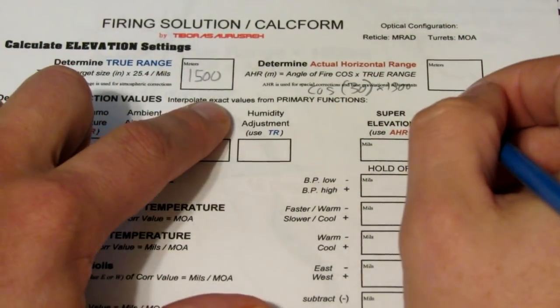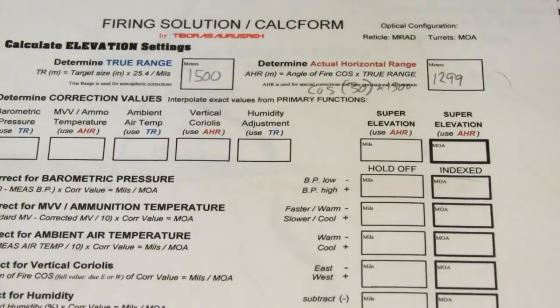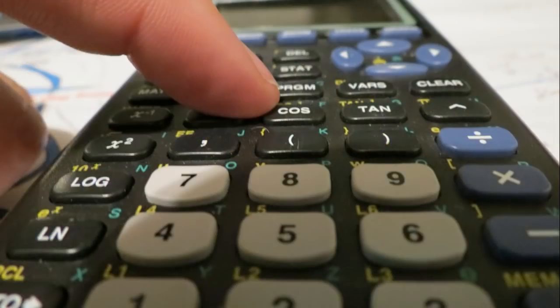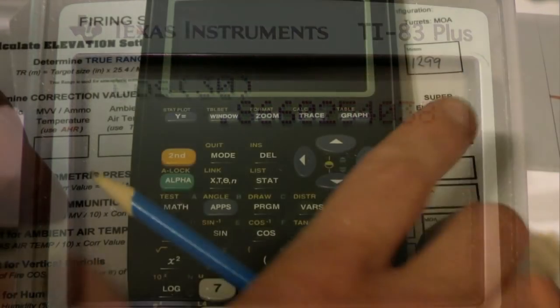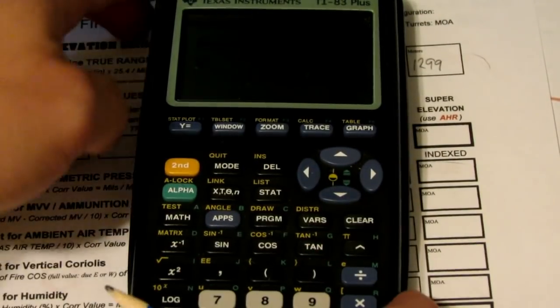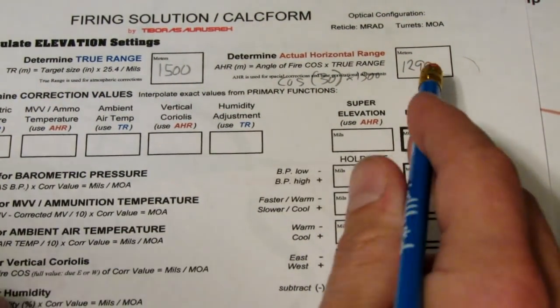If you type it up in your calculator, it is 1299. I'll do one of these with you just so you can see how to type that in. Here's our scientific calculator. You need the cosine of 30 degrees, times 1,500 meters, equals 1,299 meters. So that's our actual horizontal range.